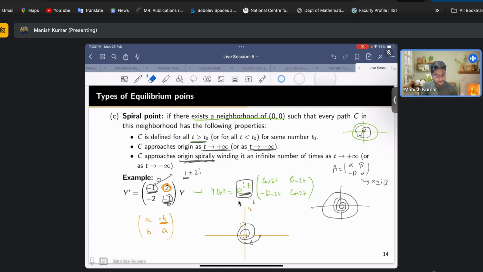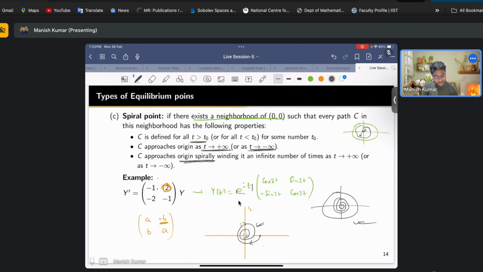So these diagonal entries determine whether it will be a spiral or not. When the real part of the eigenvalue is non-zero, we have a spiral kind of thing, because of this exponential quantity. And if the real part is 0, then we have just a circle kind of thing, this is a center. So not a spiral but a center.